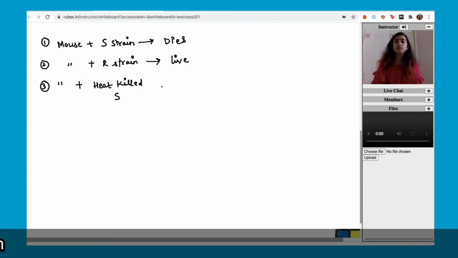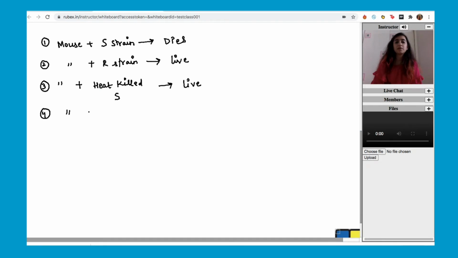Heat killed S strain. This time he saw that because of heat treatment the bacteria had been killed, it could not cause infection, and as a result the mouse lived. So heat killed S strain, very clear to us, is not capable of causing infection inside the mouse.